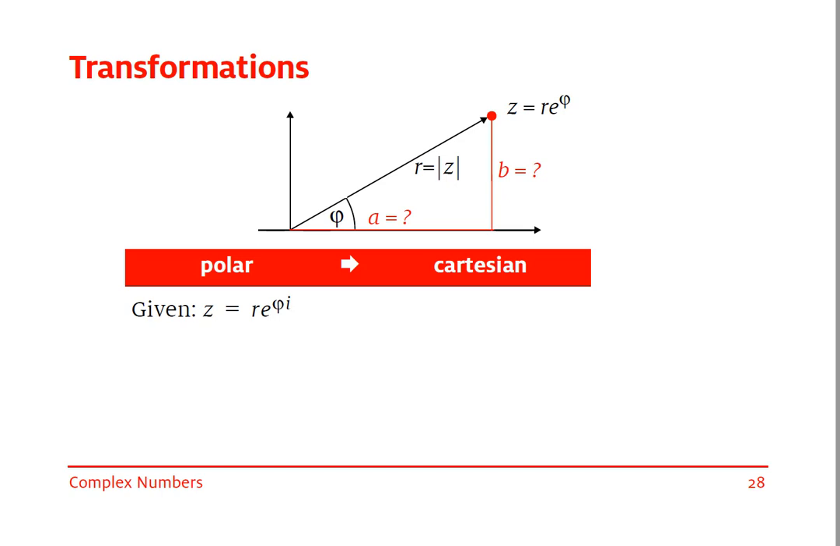We have A equals r times cosine of phi and B equals r times sine of phi. And so we can compose the complex number in the form z equals a plus bi.